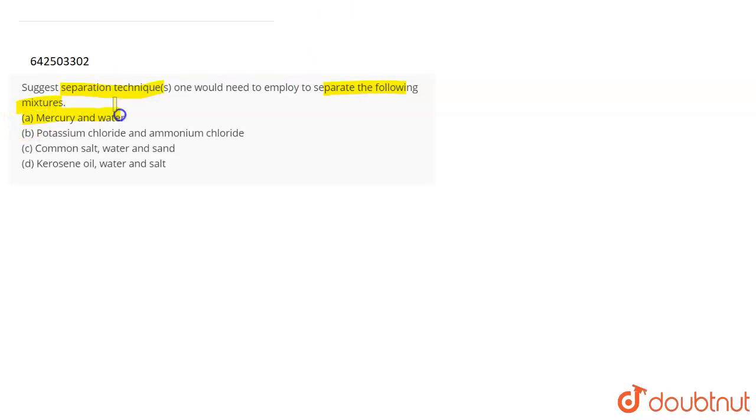The question is, suggest separation techniques one would need to employ to separate the following mixtures. Okay, so the first is mercury and water. So how would you separate a mixture of mercury and water? Mercury and water both are liquids, right? And they're immiscible liquids, right?